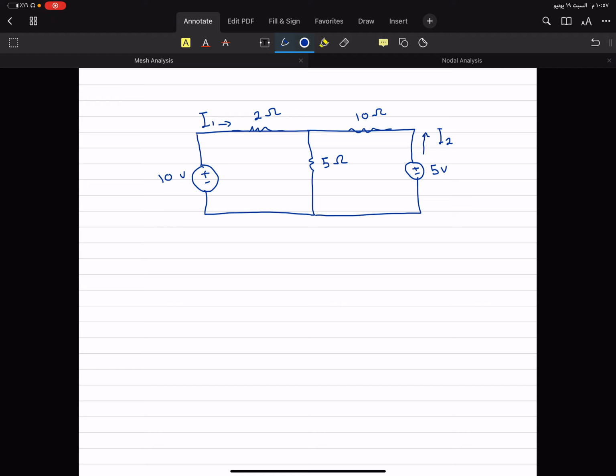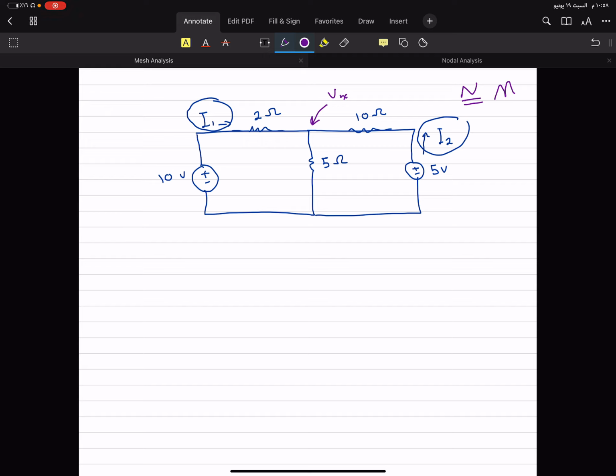So in this scenario, if I ask you to find the current I1 and I2, okay, you have two options. You can use either nodal analysis or you can use mesh analysis. But if you use the nodal analysis, that means that you have to find the nodal voltage. And where is the nodal voltage? It will be here. Let's say it's V1 or Vx, as we have only one node.